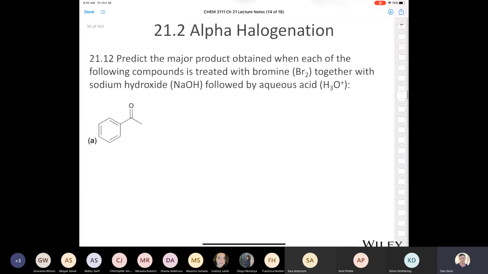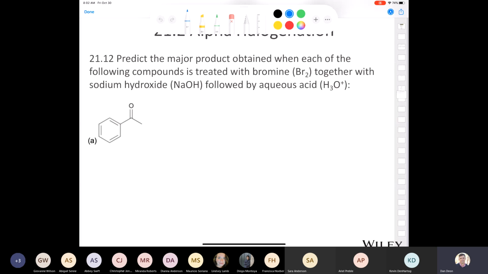Okay, let's get started by finishing up section 21.2, which deals with alpha halogenation. And we're going to look at this question, 21.12: predict the major product when the following compound is treated with bromine together with sodium hydroxide followed by aqueous acid. So what are we doing? First, we're going to treat this compound with bromine and sodium hydroxide. And then in the second step, we're going to treat it with aqueous acid.